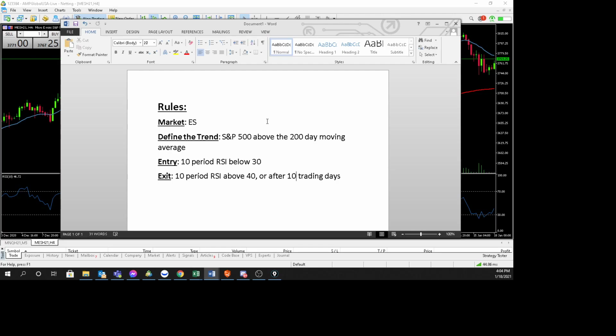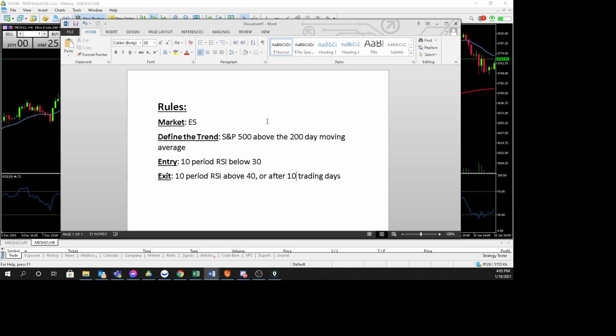So the thing that we need to do here, right? We need to define the trend. So the S&P 500 needs to be above the 200-day moving average. So what do we typically look for? Trend up over the 200-period moving average. If we're up over the 200-period moving average, more than likely the market's moving up.